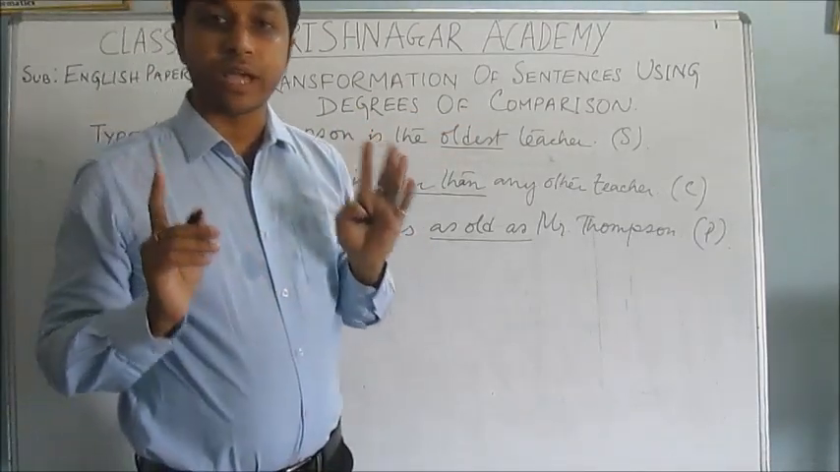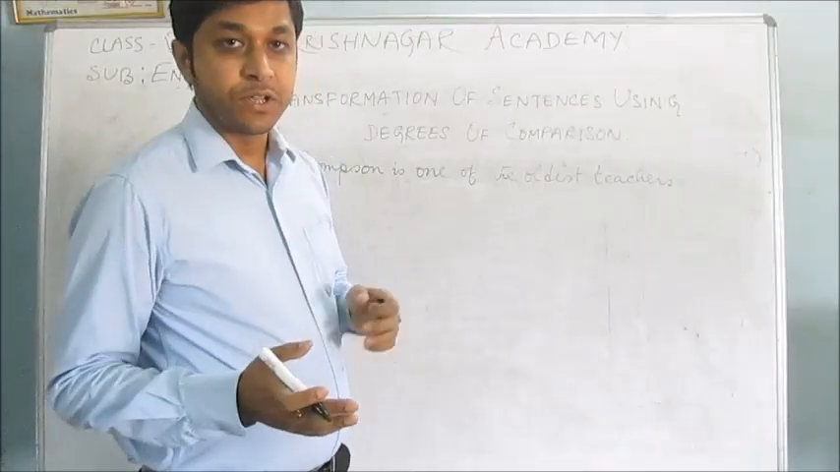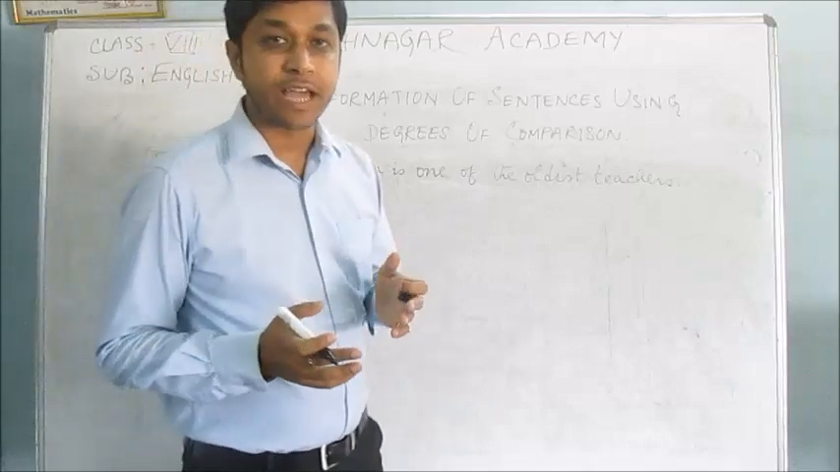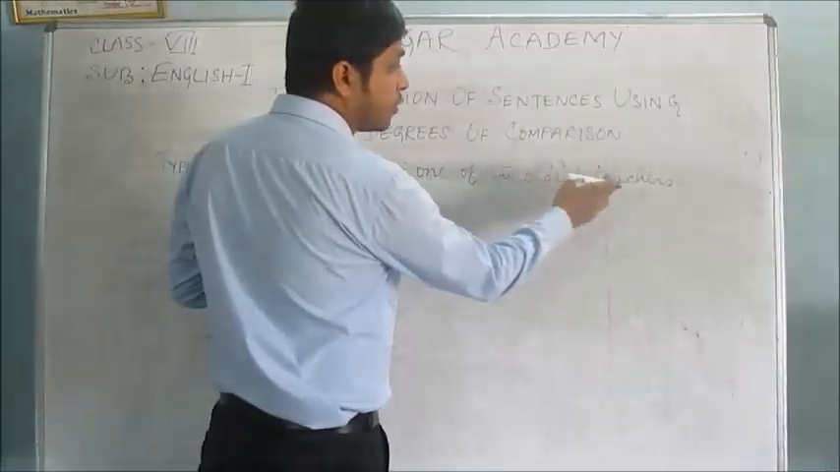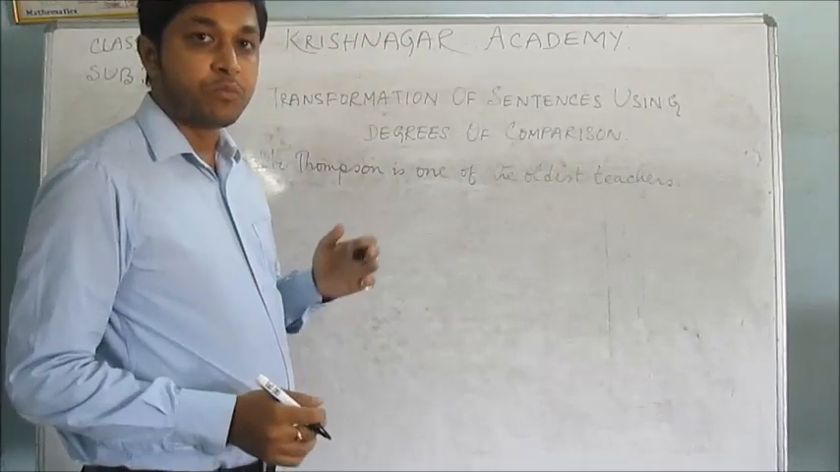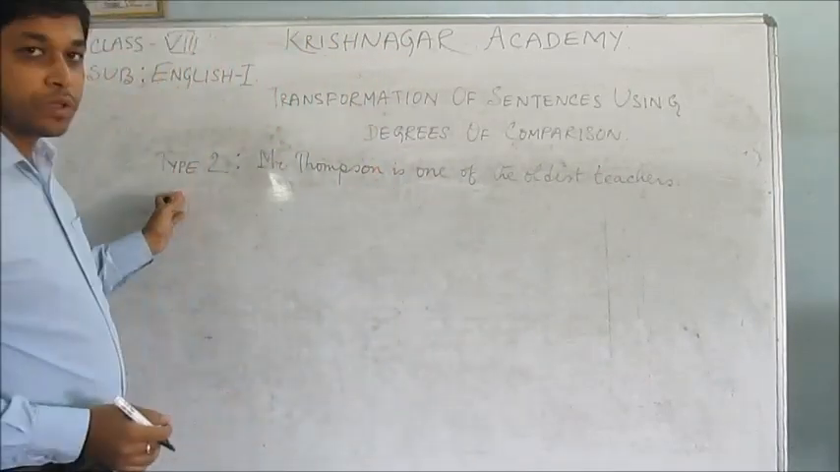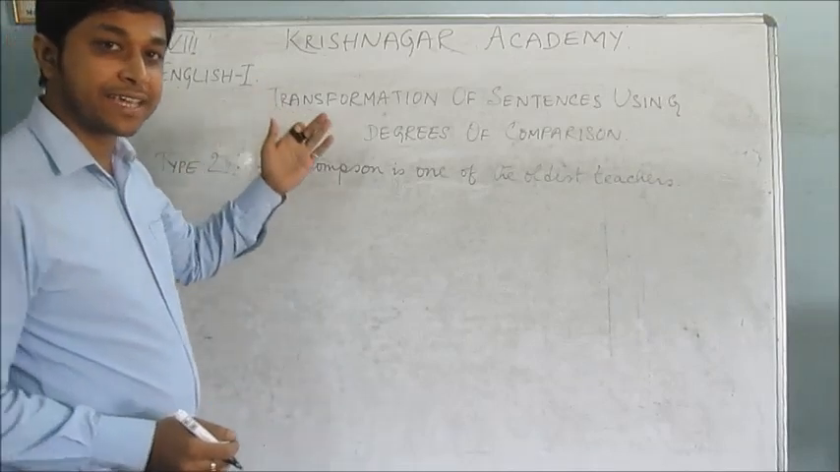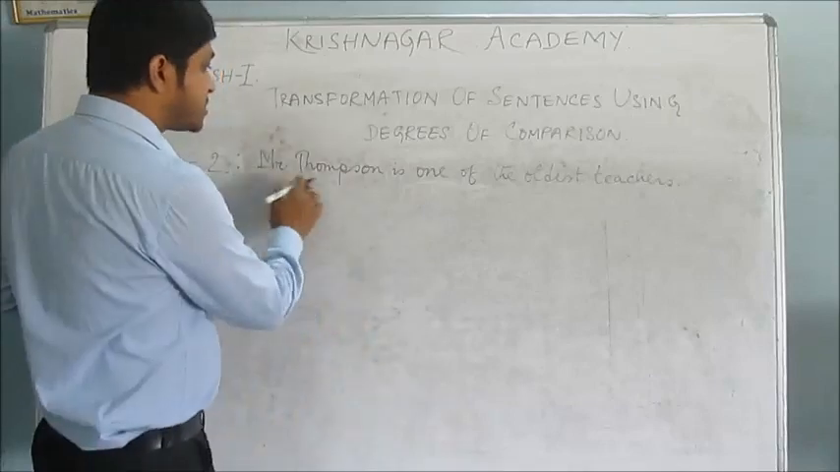This is type 1. Now, let us go to type 2. Now, students, please look at the sentence we have taken in type 2. Mr. Thompson is one of the oldest teachers. Now mark the difference between the sentence we have taken in type 2 and the sentence we had taken in type 1. In type 1 the sentence was Mr.